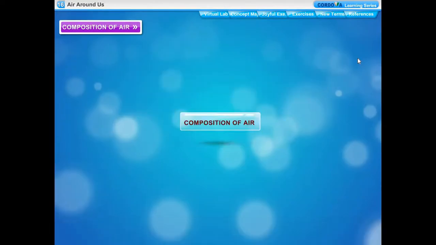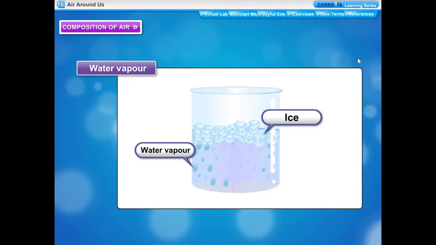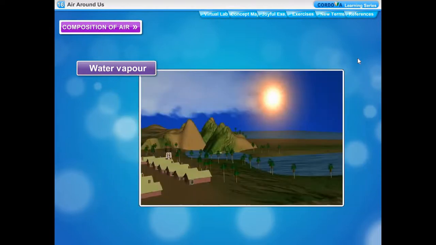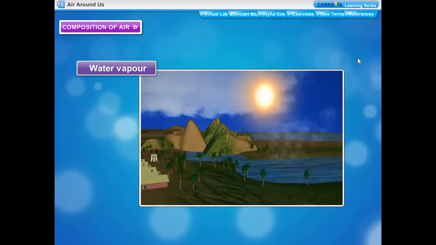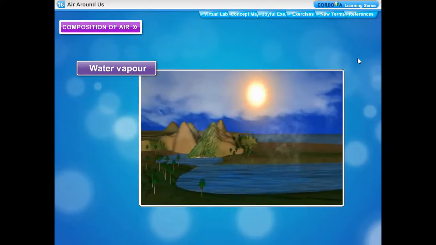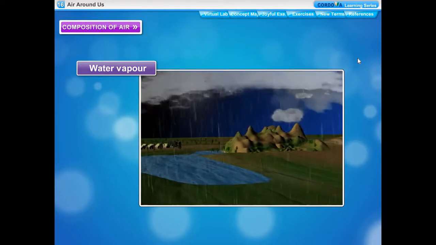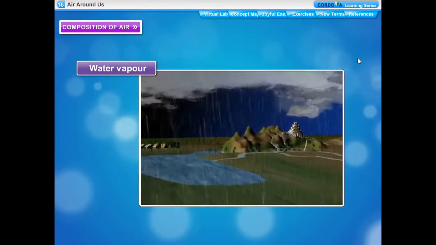Composition of air. Water vapor. Air contains water vapor. When it comes in contact with a cool surface, the water vapor of the air condenses. It is the water vapor in the air that rises high in the sky, along with hot air, gets cooled, condenses to form clouds, and brings rain on the earth.